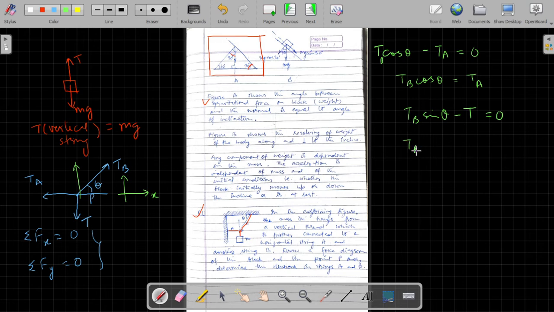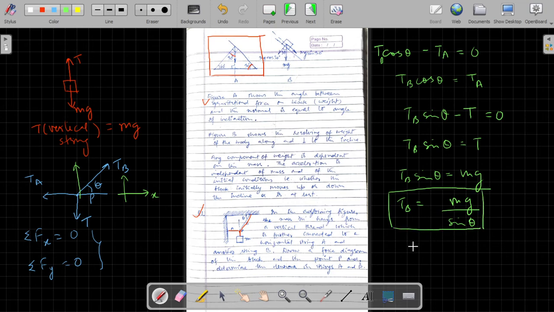So TB sin theta should be equal to T, but we already know the value of T. The value of T is mg, so that means the tension in the string at point B is mg divided by sin theta. Similarly, we can find the tension in the string A, that would be equal to mg divided by sin theta into cos theta, that would be mg cot theta.